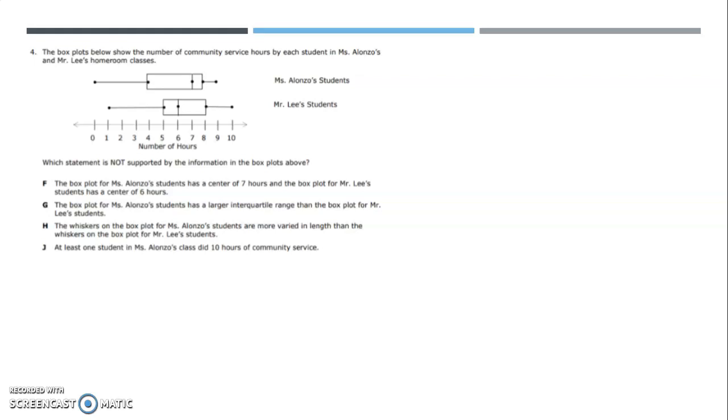5-number summary, right? So I'm going to have to know my minimum, my maximum, my median, my Q1, and my Q3. The next one says the whiskers on the box plot for Miss Alonso's students are more varied in length than the whiskers on the box plot for Mr. Lee's. That's range. So varied means that there's numbers in between, so range. And J says at least one student in Miss Alonso's class did 10 hours of community service. So this one's going to be maximum, right? So maximum will tell me what's the most hours that they did, and specifically for Miss Alonso's class.